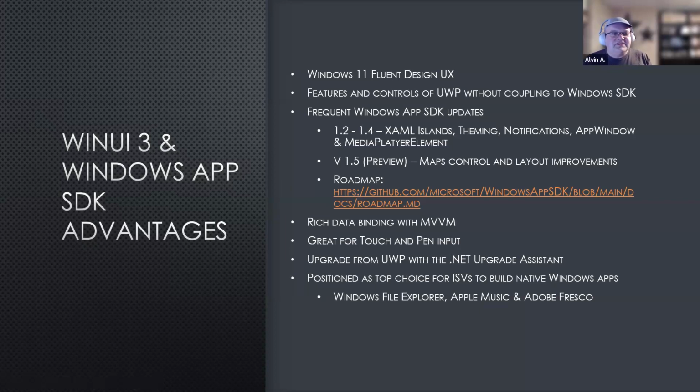You get the same rich data binding with MVVM, great for touch and pen, just like UWP. You can upgrade apps from UWP to WinUI with the .NET Upgrade Assistant. You can also get additional free controls for WinUI with the Windows Community Toolkit and some other libraries with the .NET Community Toolkit. And I'll talk about both of those next month at the meeting in March. And you can also read about those in my book. I go through all that stuff in lots of detail.